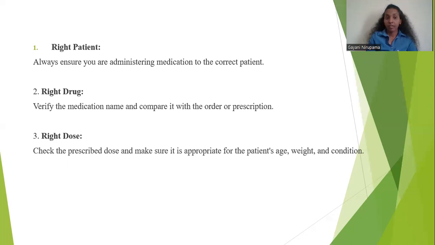Second one, right drug. Verify the medication name and compare it with the order or prescription. Pay attention to look-alike and sound-alike medications that can easily be confused. When in doubt, consult with a colleague or a pharmacist.